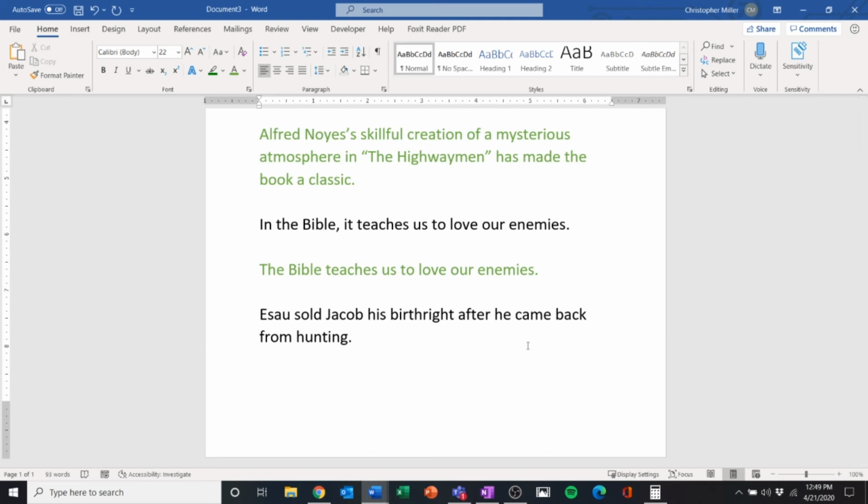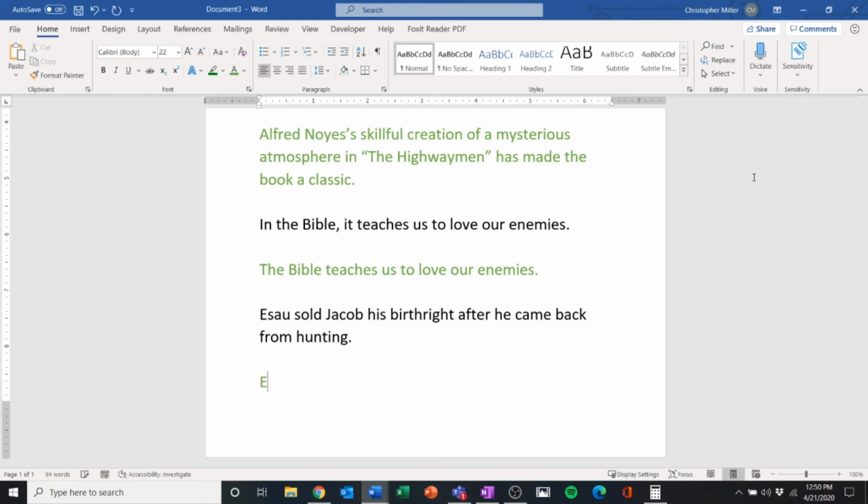Now, most of you are going to be pretty familiar with this story, so you know that in this case, the word he is in fact referring to Esau, because Esau sold his own birthright when he came back from hunting. However, he obviously hadn't gotten anything because he was very hungry. Which would be similar to me if I ever went hunting. Okay, so what are we going to do to correct this?